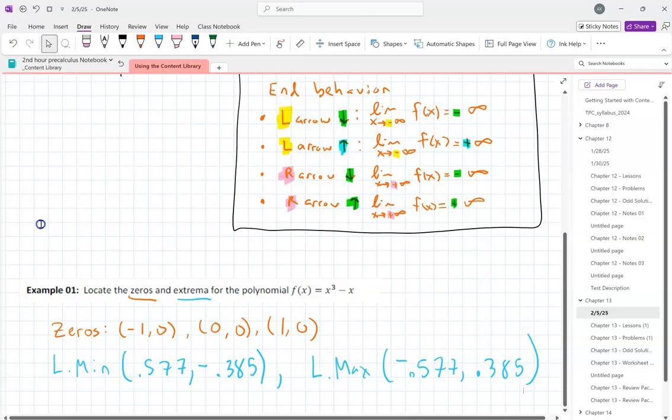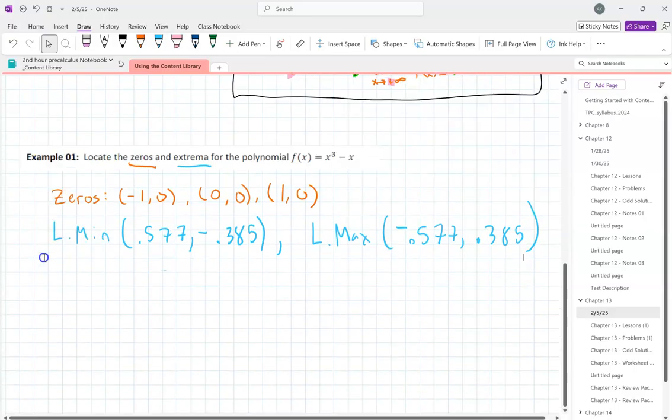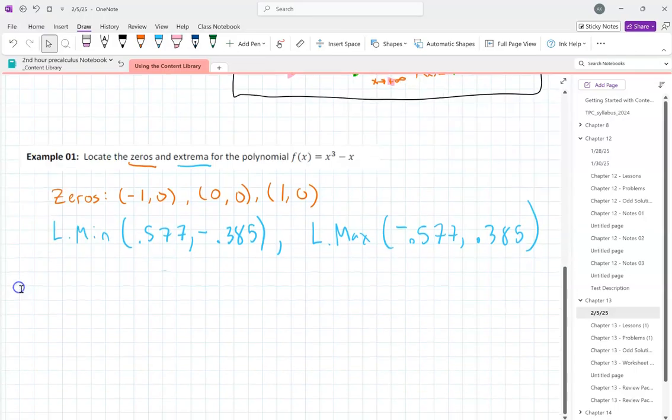How do you guys feel about using the calculator to do this? You should be comfortable doing that. That's something I would definitely ask you to do on a quiz or a test, to be able to use your calculator to find zeros or extrema. Okay? Don't be surprised at that.